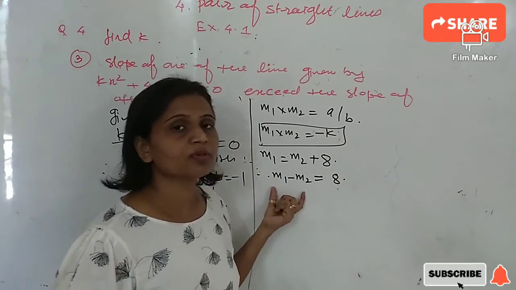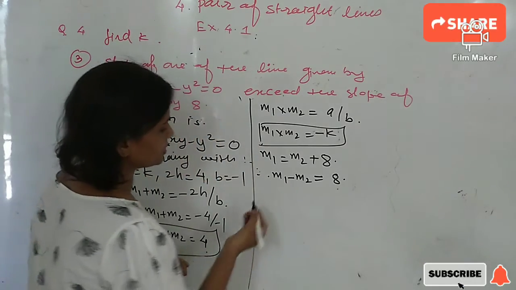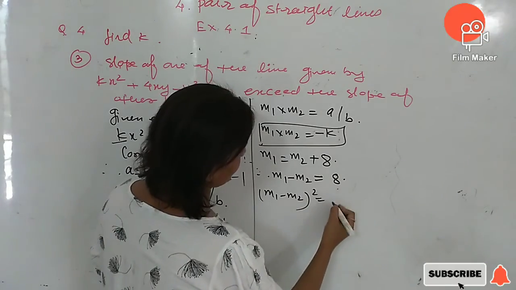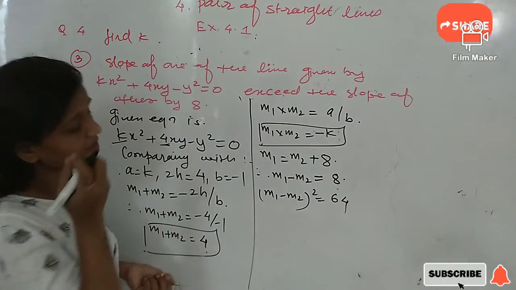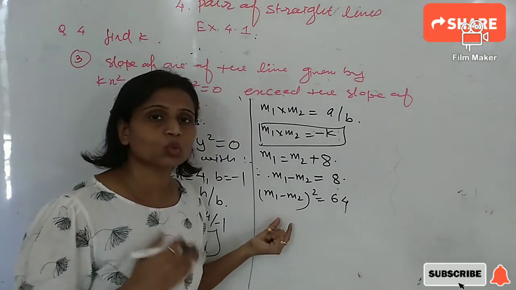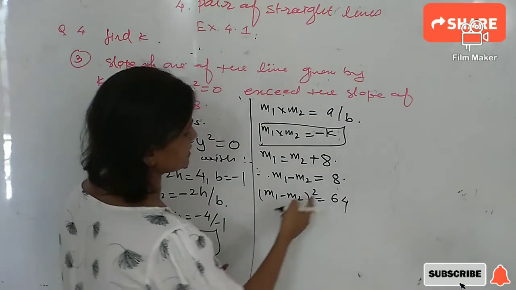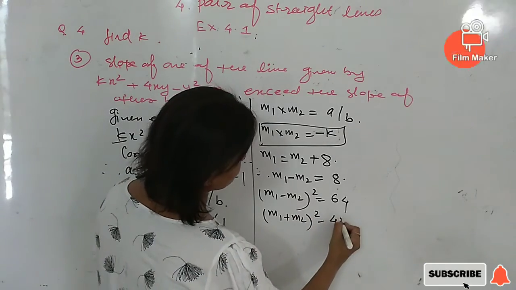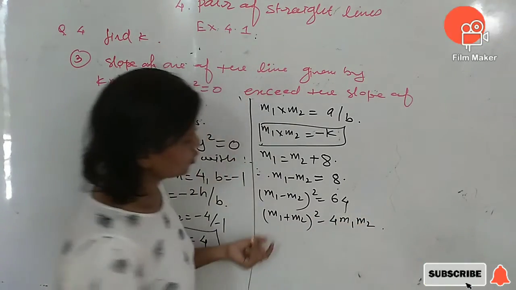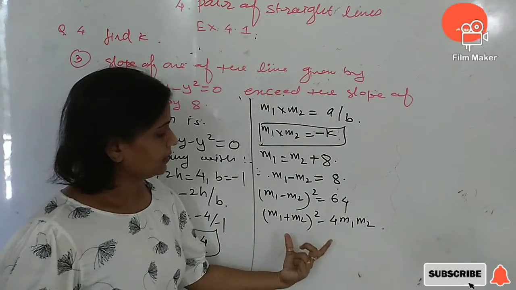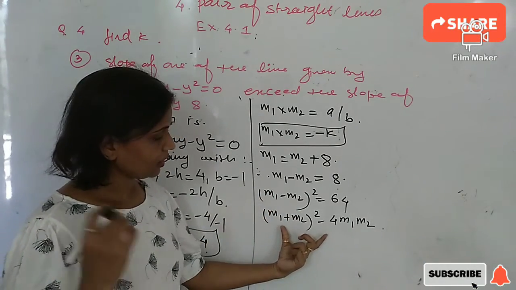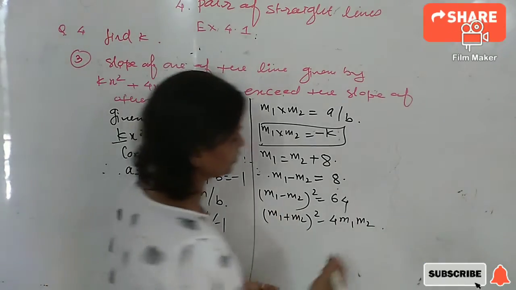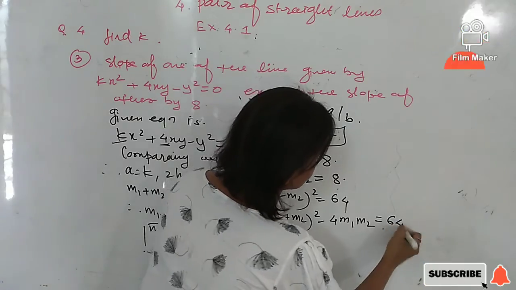So we have the formula for the difference of the slopes. And what is the formula? Squaring on both sides, (m1 minus m2) square is equal to 8 square, which is 64. We used this formula in the previous question. (m1 minus m2) square is (m1 plus m2) whole square minus 4 times m1 into m2. So this is the formula for this. I will give you the whole proof of how this formula comes. So this value is equal to 64.